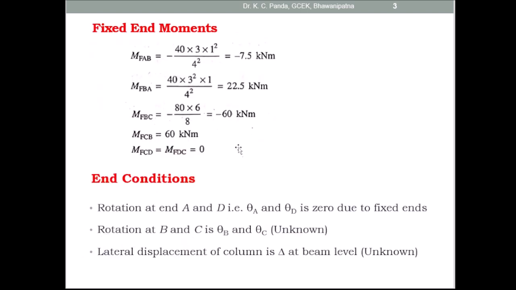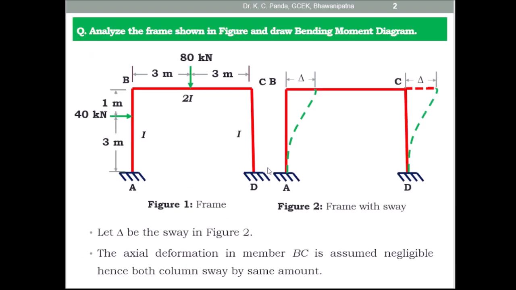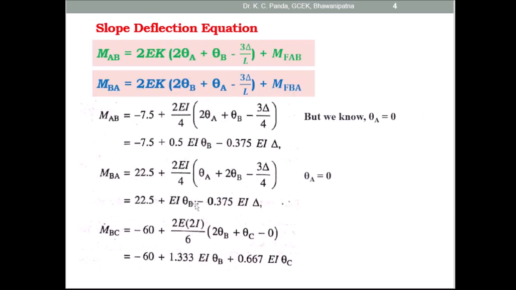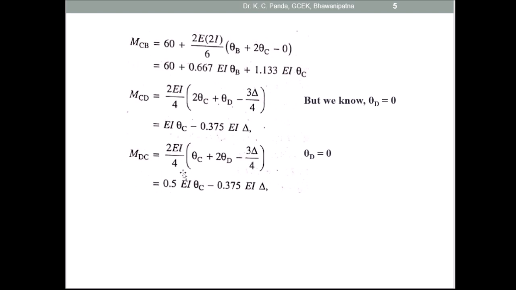Then find out MDC. MDC is equal to MFDC plus 2EI by L into 2 theta D plus theta C minus 3 delta by L. So here MFDC is equal to 0. So put the value here. MDC is equal to 2EI by 4 into theta C plus 2 theta D minus 3 delta by 4. So here you know theta D is equal to 0. So put the value of theta D here. Then MDC is equal to 0.5 EI theta C minus 0.375 EI delta. So these are the slope deflection equations.